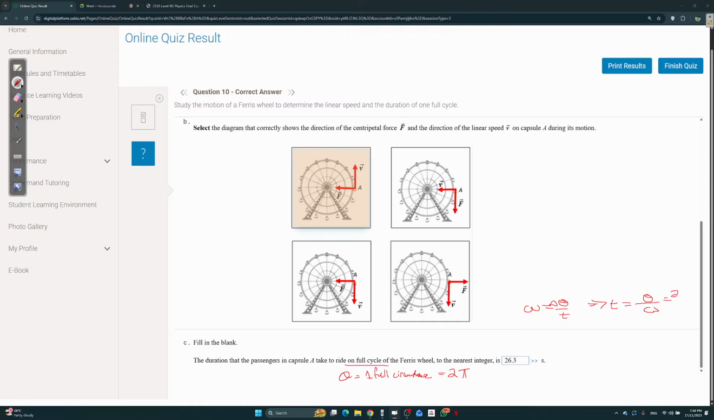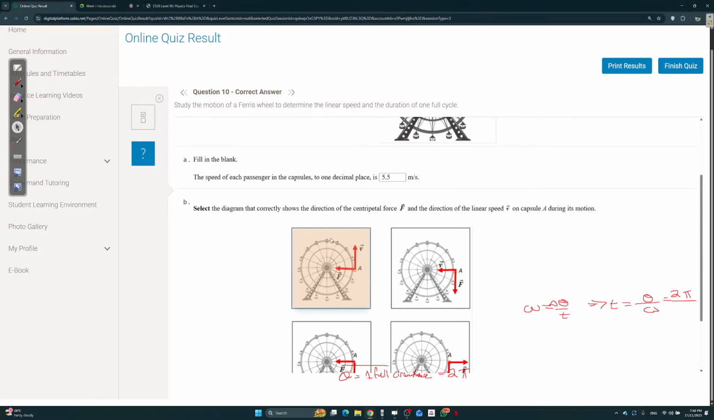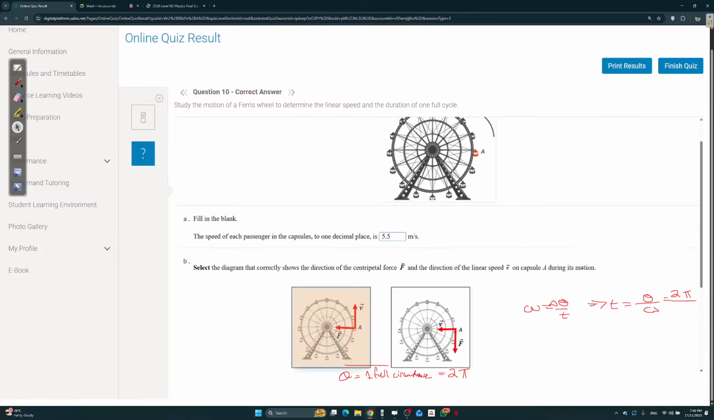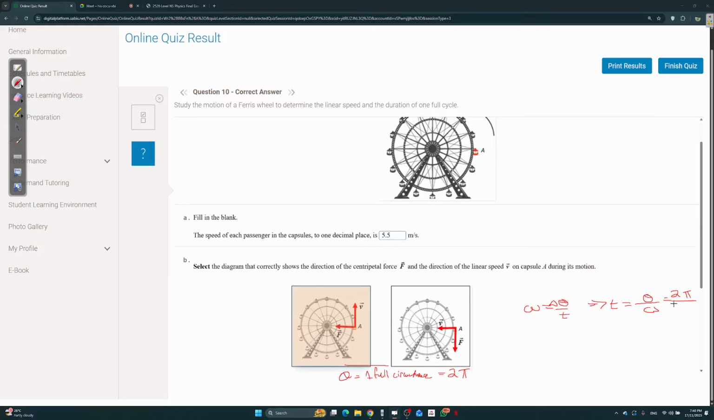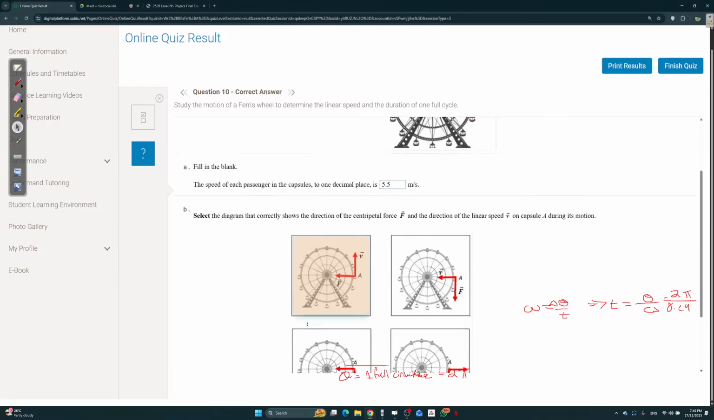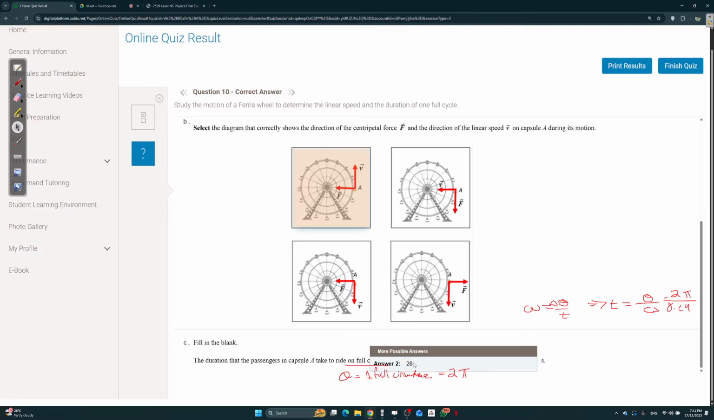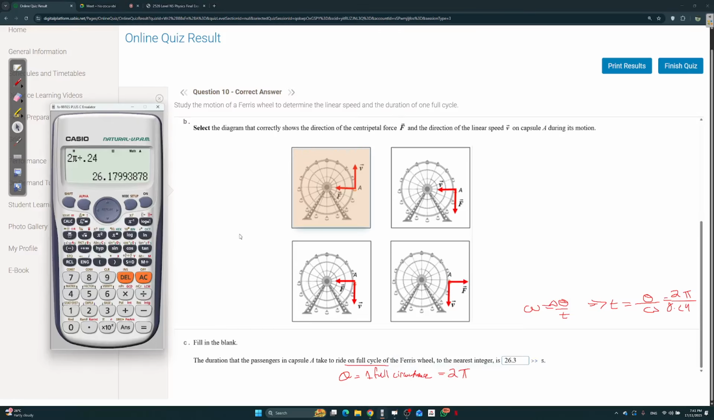The theta is 2 pi, with the omega is 0.24. So 2 pi divided by 0.24, you get 26.2, to the nearest integer 26. There you go.